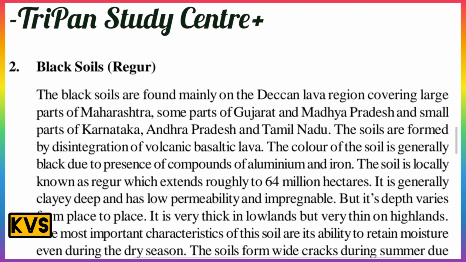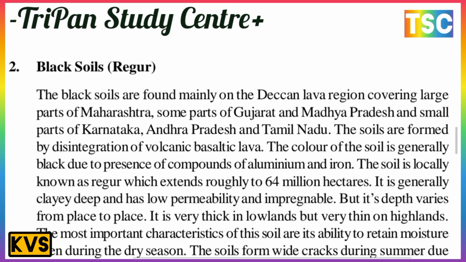The color of the soil is generally black due to the presence of compounds of aluminium and iron. The soil is locally known as Regur, and extends roughly over 64 million hectares. It is generally clayey and deep, with low permeability, but its depth varies from place to place. It is very thick in the lowlands but very thin on the highlands.